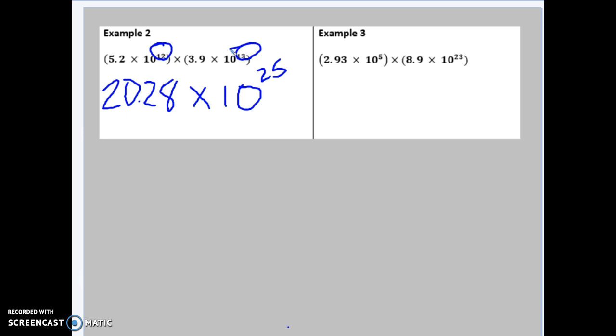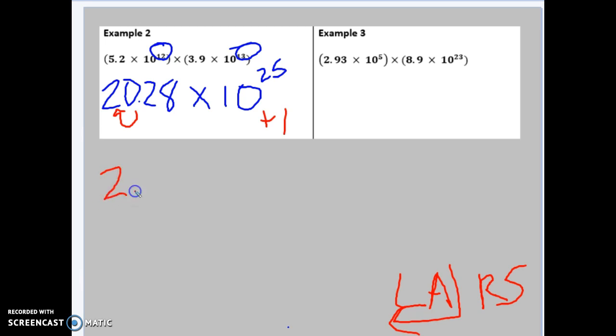Now, this is not in scientific notation. I have to move it 1 spot to the left, and if we remember LA, you can think of this as Lars, left, you add. So we moved it 1 spot, so we're going to add 1 to our exponent. So we end up with an answer of 2.028 times 10 to the 26th power.